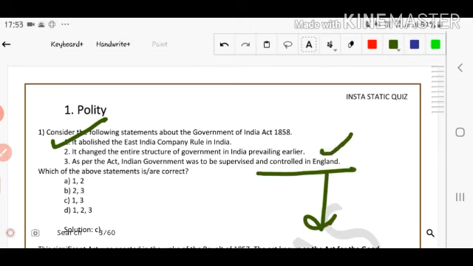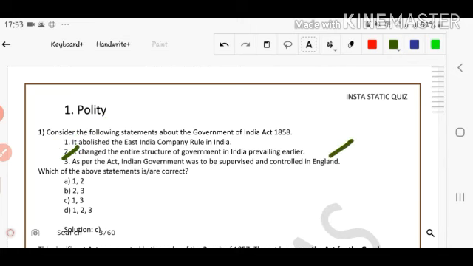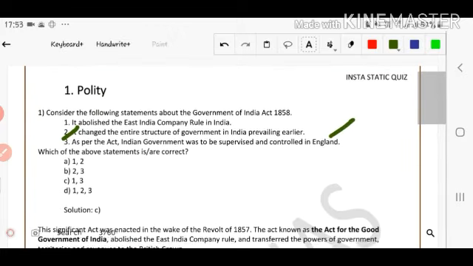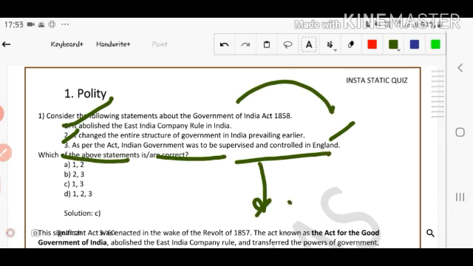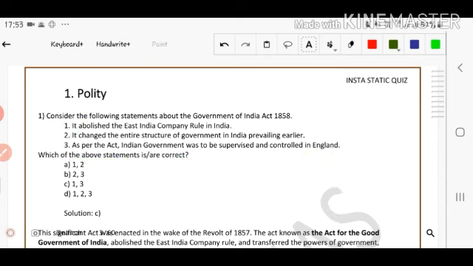So I think all three should be right. Second is wrong, why? It changed the entire structure of government in India prevailing earlier. I think that is right, I don't know why it is wrong. If I am in the exam, I would mark it correct. It abolished the East India Company, that is right. The Indian government was to be supervised and controlled in England, yes, because of the Secretary of State. But it did not change the whole, the complete entire structure. Yes, some structure of working in India was changed by the Government of India Act of 1858.